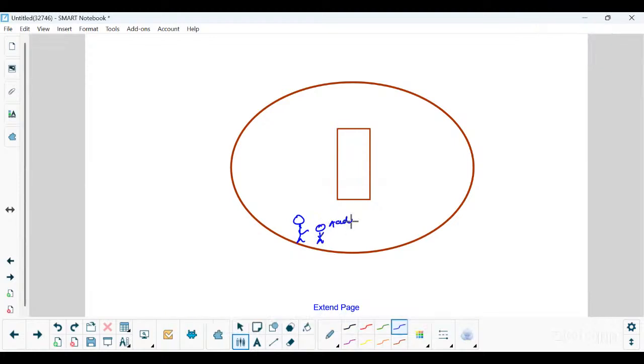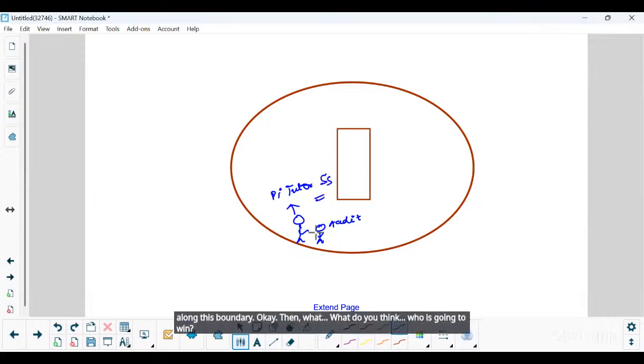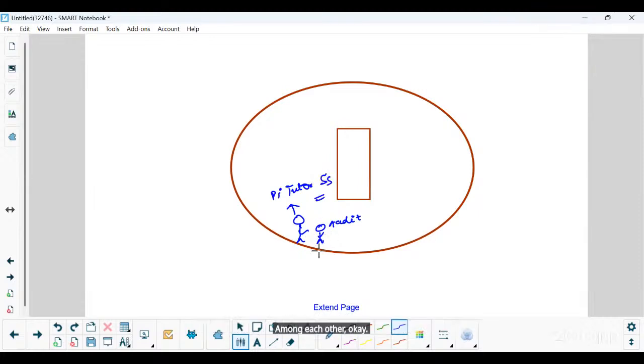Racing to where? We both are racing against each other. Then what do you think? Who is going to win? If I am going to race along this boundary, then what do you think? Who is going to win among each other? Okay, Adit is competitive.